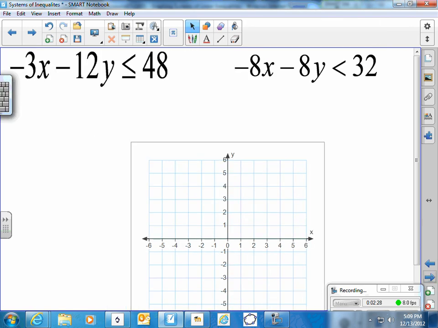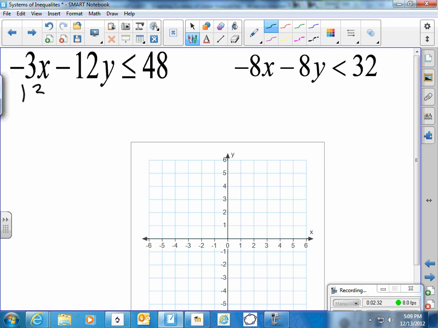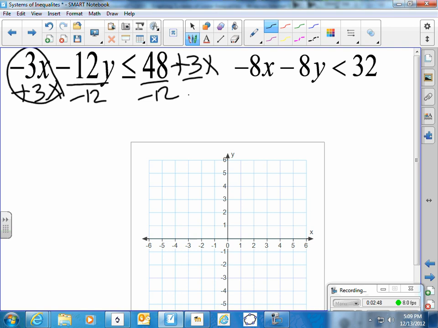Let's try another one. Let's get the y all by itself. Let's add 3x to each side. So negative 12y is less than or equal to 48 plus 3x. Let's divide by negative 12. So y, when I divide by a negative, it inverts the inequality, flips it around.